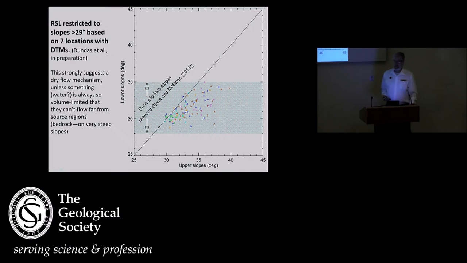Okay, so more about the slopes. Colin has been tabulating from 7 DTMs that we had what the slopes are where the RSL occur. And we had a paper here, Woodstone and myself, looking at the slip face slopes of active dunes on Mars. It ranges from about 28 to 35 degrees, same as on Earth. The angle of repose is the same on Mars and Earth. There was a paper by Kleinhines et al. suggesting that they were different, but we can directly observe that they're the same.